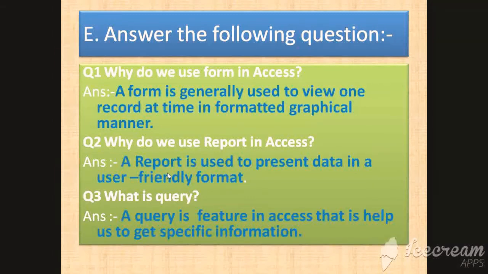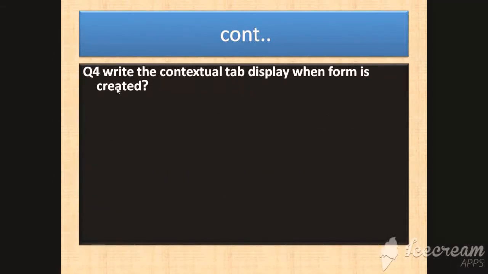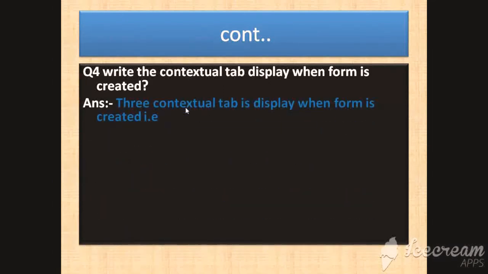These 3 questions are there in the book, and the question I am discussing now is not in the book, but you should write this question, and I think you should be aware of it. Write the contextual tabs displayed when a form is created. The contextual tabs do not appear every time. They are present when a form or report is created, right? There are 3 contextual tabs: Design, Arrange and Format. These tabs are there when you create a form. So these are the 4 questions that I want you to write in your notebooks.